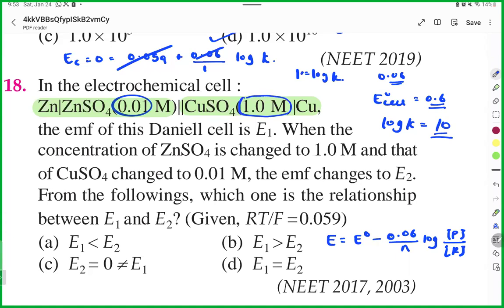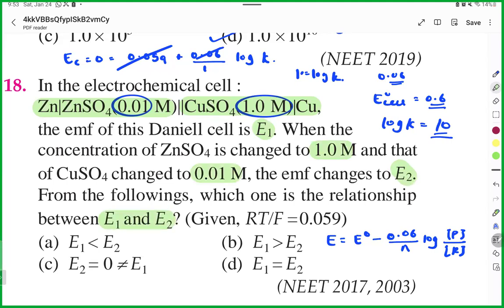And what else do you need in this case? Sir, what is log 0.01? Log 0.01 is log 1 by 100, so minus 2. Yes. So the EMF of this cell is E1. When the concentration of zinc changes to 1 and copper sulfate becomes the opposite, then the EMF will be E2. You have to calculate the relationship between E1 and E2.